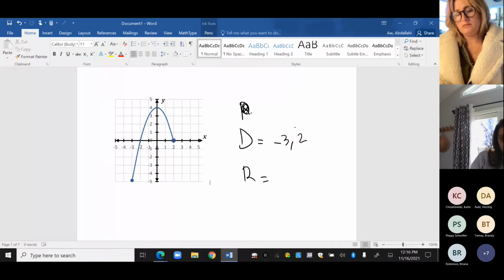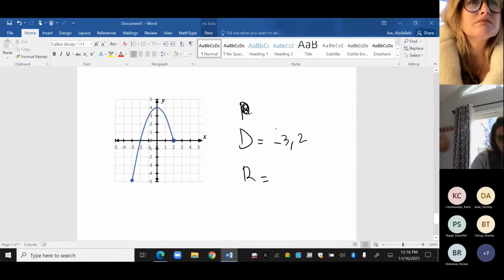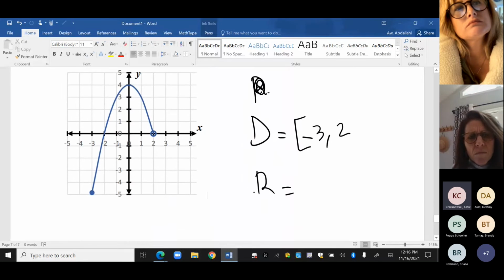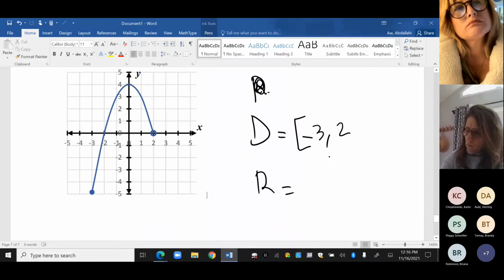Now, -3, should it be included or not included? Both should be included because they have solid dots. Okay, let's see. -3, I agree with you, is included because this is a solid dot, but the 2, I think the 2 is open. Do you agree with me or not? I can't quite tell. Because of the resolution, oh, okay, I see. The line goes through it. That makes it appear solid. I think the 2 is not included, so you put a parenthesis like this.